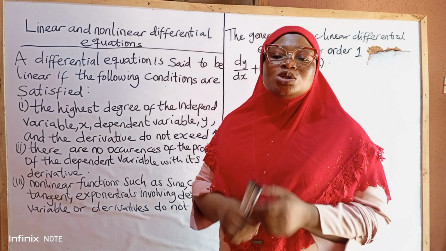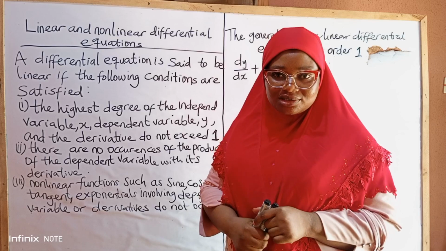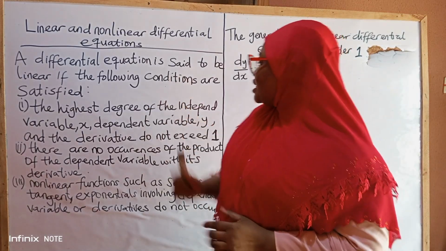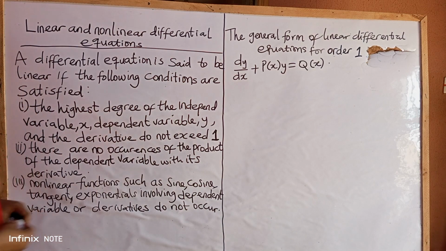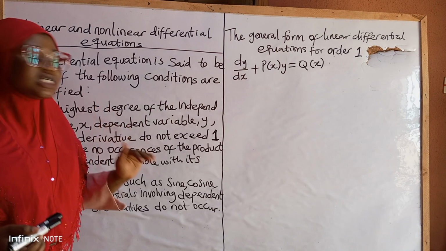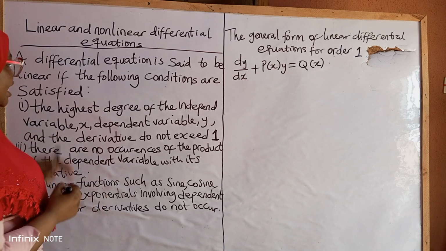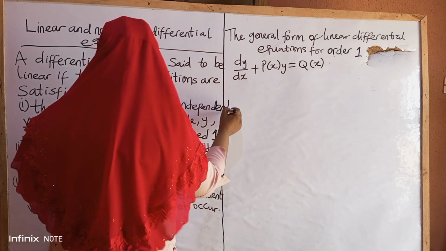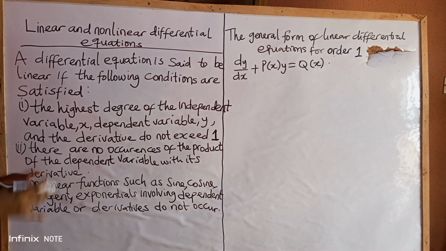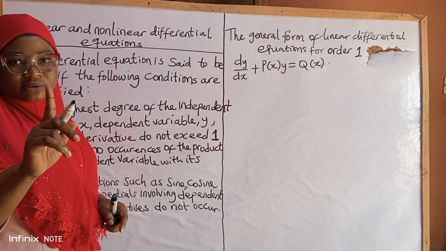In today's class, we want to understand linear and non-linear differential equations. So, a linear differential equation. A differential equation is said to be a linear differential equation if the following conditions are satisfied. The first one, the highest degree of the independent variable, dependent variable, and the derivative do not exceed 1.